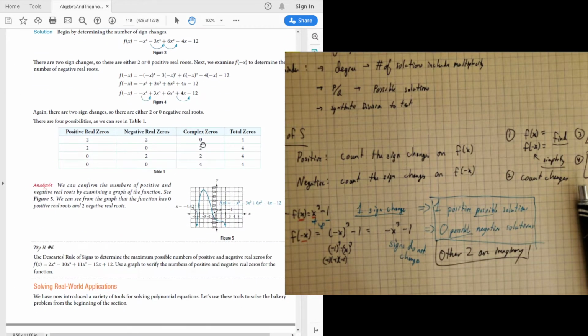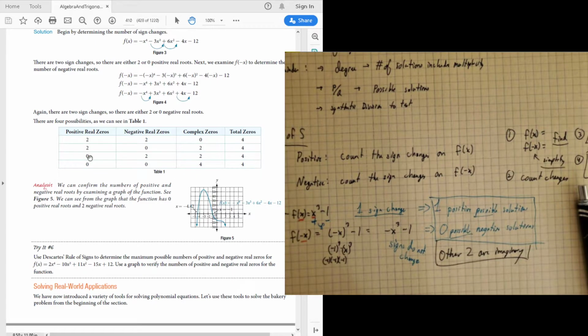And so to find out the possible answers here, there are either 2 positive zeros, or those 2 are actually complex. There are either 2 negative zeros, or those 2 are complex. Or it's possible that all 4 of them are complex. This table here illustrates just the different possibilities for what could be happening. But notice how this gives us a guide to figure out how to get the solutions.